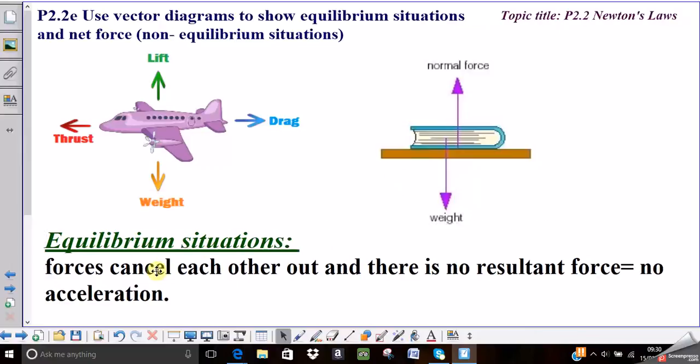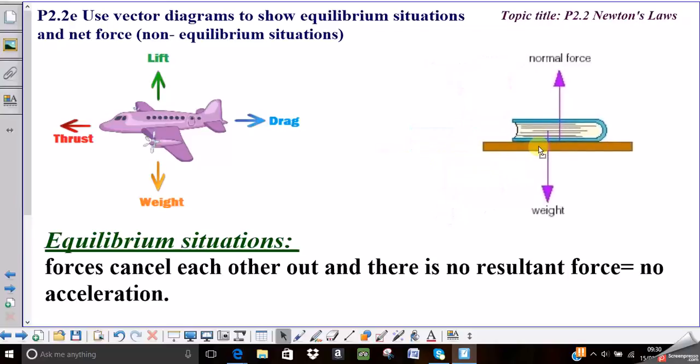is the situation when forces cancel each other out and there is no resultant force. That means no acceleration. This is related to Newton's first law. We can say, okay, there is a book, weight going downwards, normal force going upwards. We see the size of those forces is exactly the same. They cancel each other out.